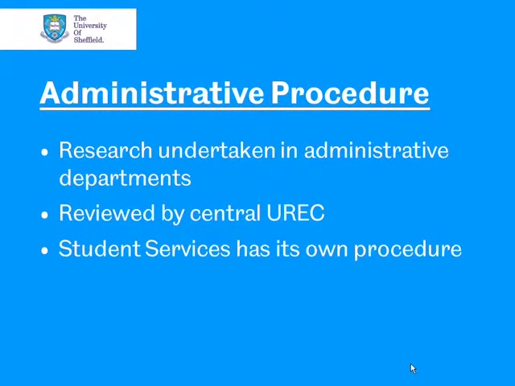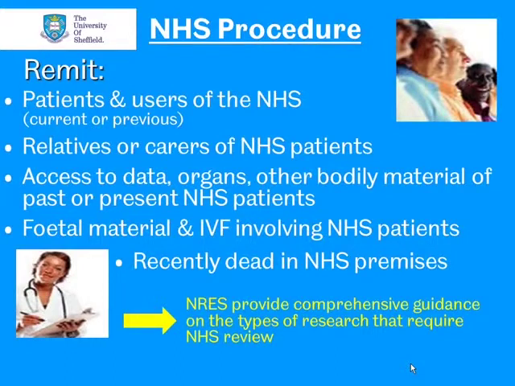I won't go into the administrative procedure too much because I don't think there's anyone here from that side of things. So the NHS procedure, just briefly, you would need to seek ethics approval through the NHS when your research involves patients or users of the NHS, and that's both current or previous if they're being recruited through that, because they are patients or users of the NHS. It also applies to relatives or carers of NHS patients, data, organs or bodily material of NHS patients, etc.